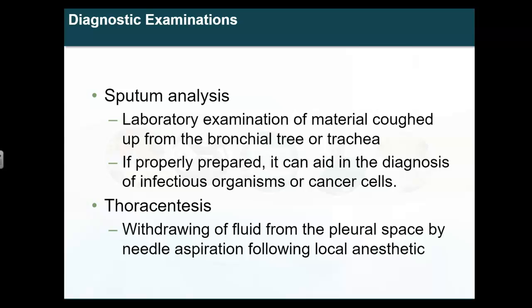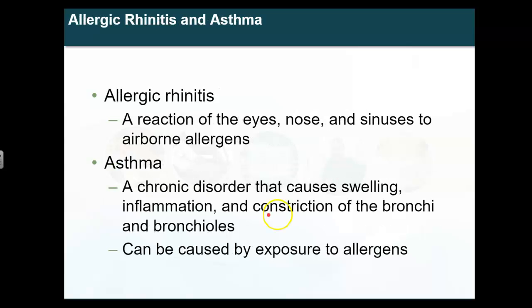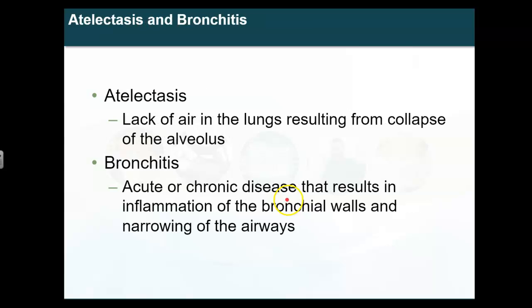A thoracentesis is where we take fluid from the pleural space by needle aspiration following local anesthetic. So basically they numb the spot, they insert a large needle into the pleural space, which is where your lungs sit, and then that's where they withdraw fluid, because if you have an excess amount of fluid in the pleural cavity, it can cause a collapsed lung. Which is very dangerous. And then here we're going to get into the diseases that are associated with this unit or with this chapter.